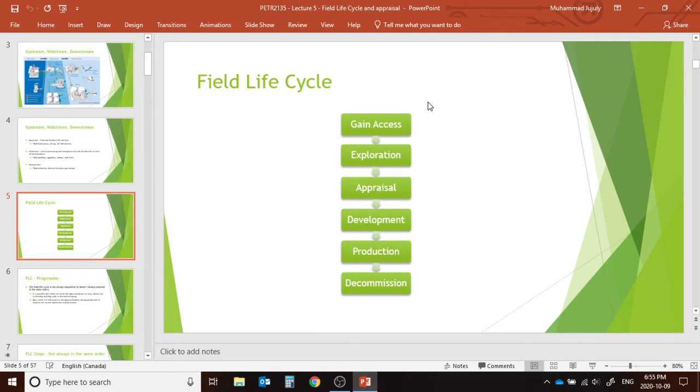The first part is gaining access. We have learned how we do that, right? It refers to who holds the mineral rights. After that it goes for the exploration, and then the field appraisal, whether we should go for the appraisal or not, which we'll learn a lot about in today's class. Then the field development, the production, and after the production has been done, we do the decommissioning.